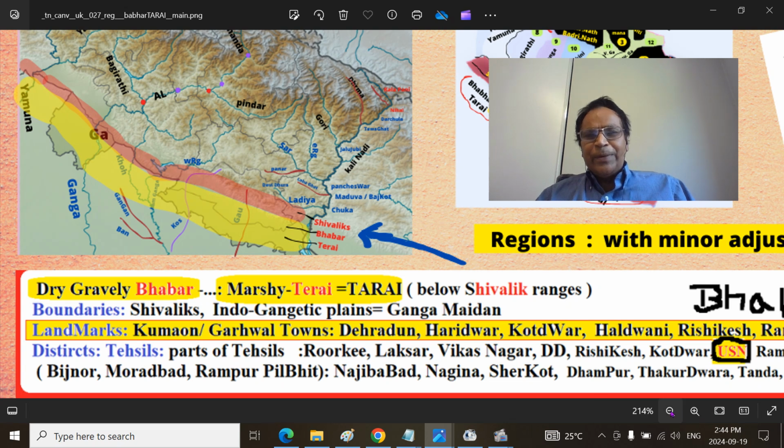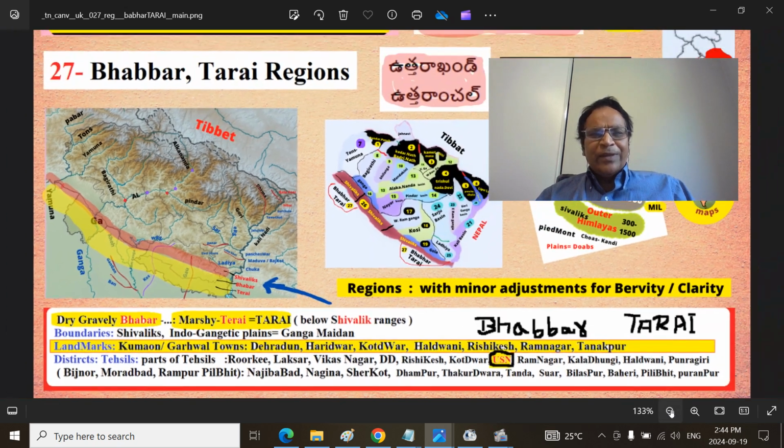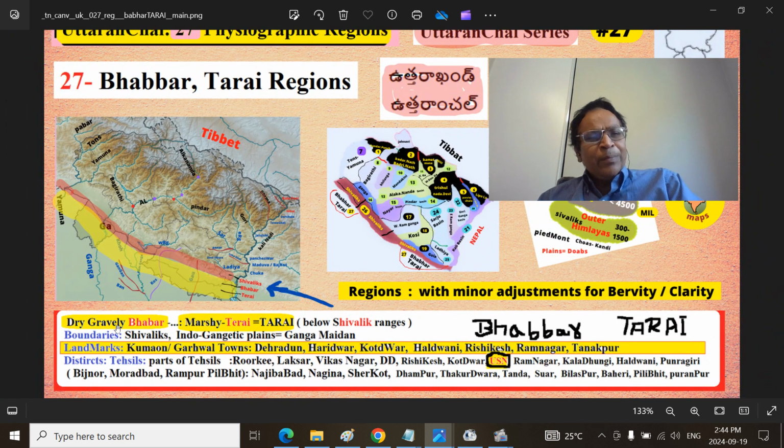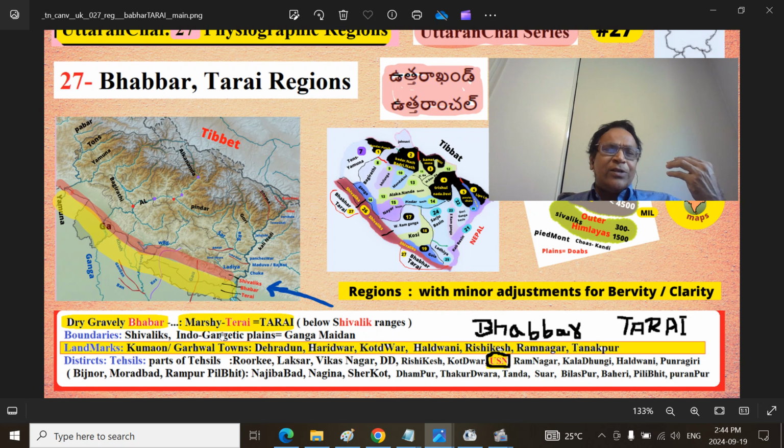Let me go over briefly about this. The Bhabhar is the dry gravelly region. South of it is the marshy Tarai region. All are below the Sivaliks. So the boundaries are of course Sivaliks in the north. Ganga Maidan is the southern boundary. You can see the landmarks are Kumaon, Garhwal, all the border towns like Dehradun, actually in the valley, Haridwar and Kotdwar regions, Haldwani, Rishikesh, and Ramnagar and Tanakpur.